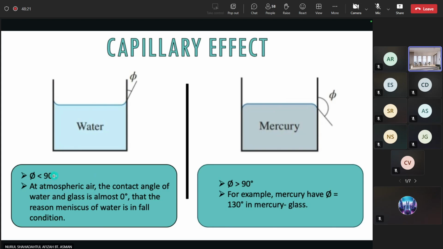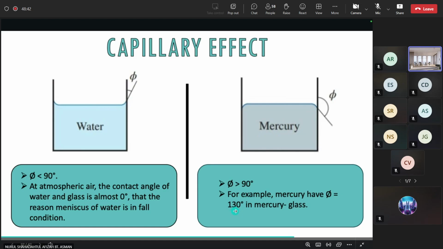So back to do with water, atmospheric A, the contact angle of water and glass is almost 0 degree. So that is the reason why meniscus of water is in full condition. Yeah, untuk smiley. Untuk U or smiley. So for mercury, the contact angle is 130 degree in mercury or glass.